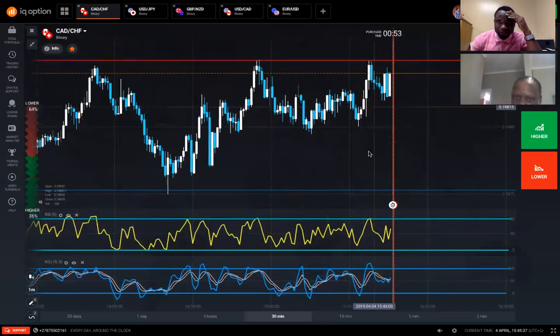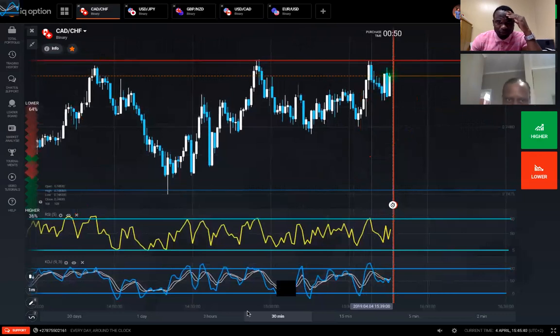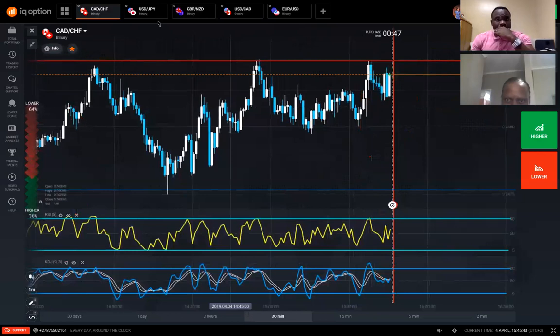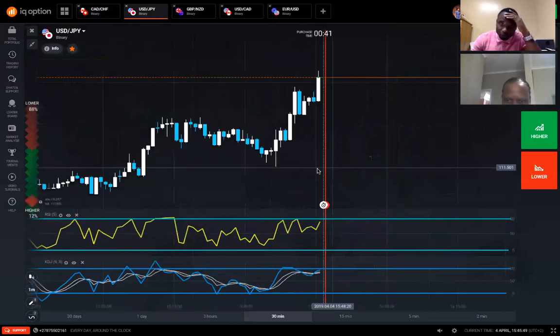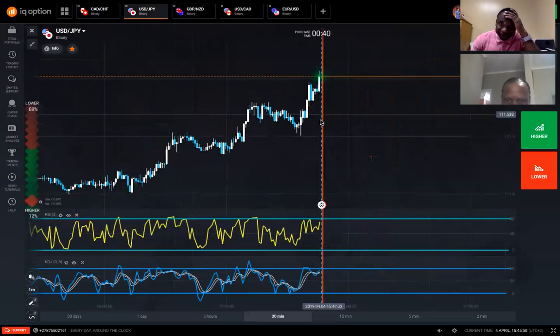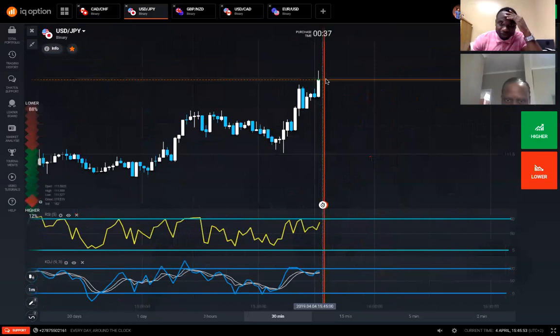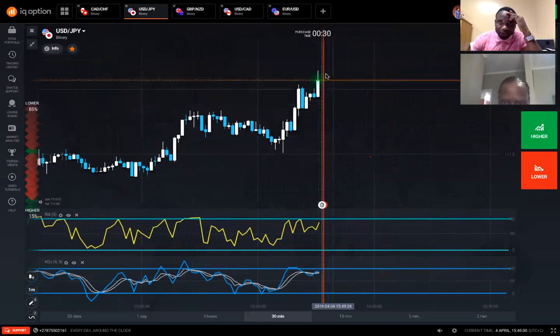Clear all the trades. Okay, let me put this down here. Let's look for something else so I can show you. Maybe we can have a trade. You see this? This candle is too big for it not to come down.